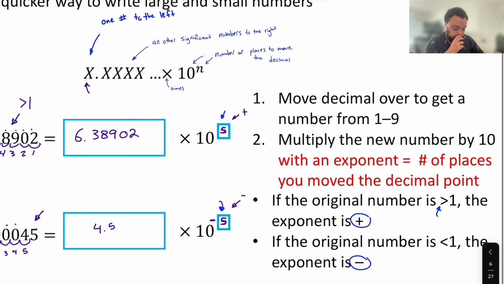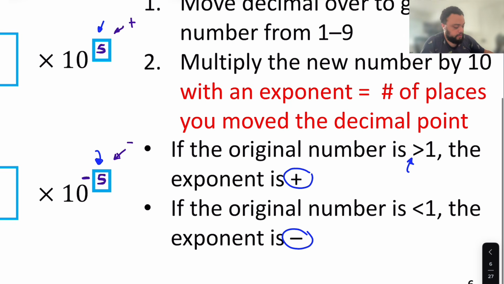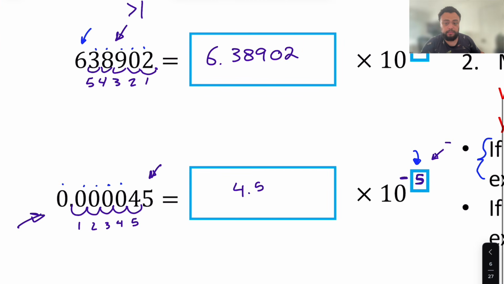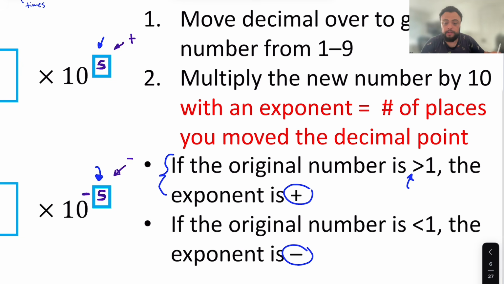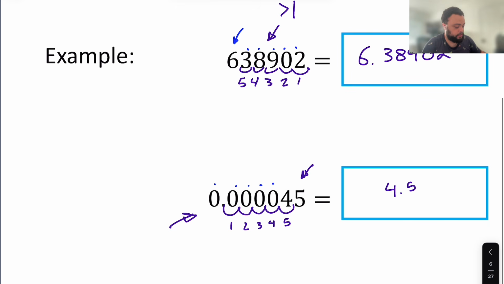Now, the other thing is, if the original number is greater than one, the exponent is positive. If the original number is less than one, the exponent is negative. There's something that I do want to point out here. What that means is whether or not the number itself is a positive or negative number, if the magnitude of the number is greater or less than one, then the exponent is going to change like that. So let me give you an example.